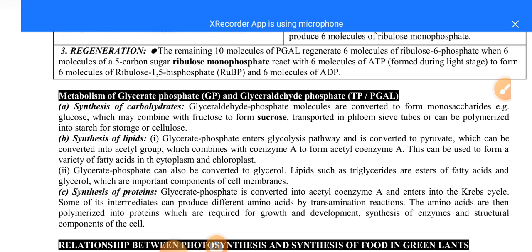Then you see synthesis of protein, where the GP is converted into the acyl coenzyme A and enters into the Krebs cycle. Some of its intermediates can produce different amino acids by transamination reactions. We looked at this in protein synthesis. The amino acids are then polymerized into proteins, which are required for growth and development, synthesis of enzymes and the structural components of the cell.